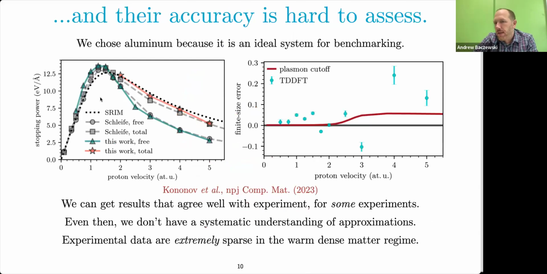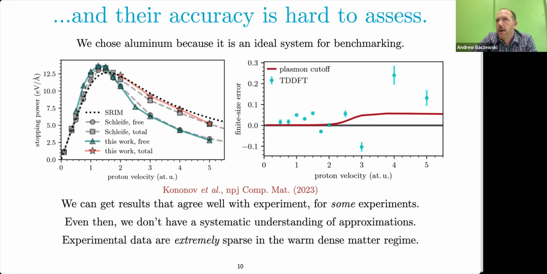Unfortunately, the accuracy of these models is a bit difficult to assess. That last slide was focused on aluminum in part because it's an ideal system for benchmarking, but we don't necessarily understand the accuracy of the model all that well. This also motivates the potential benefit of a quantum computer, which is having a source of an unbiased, higher accuracy estimate of what these forces are.